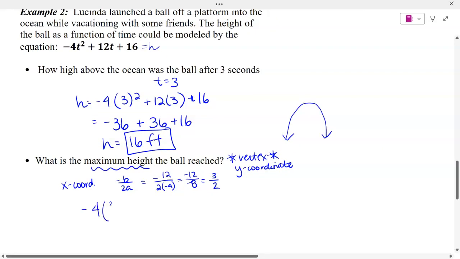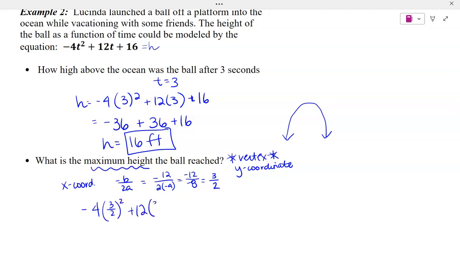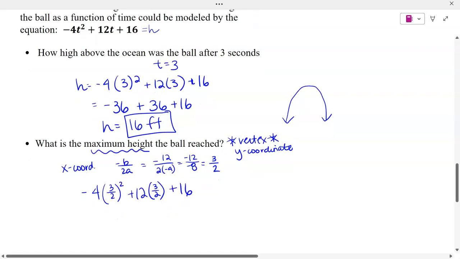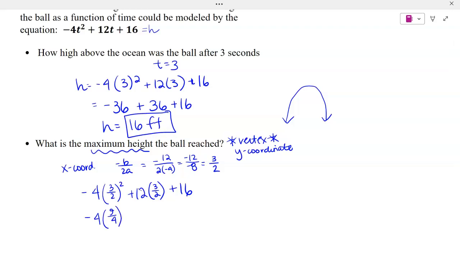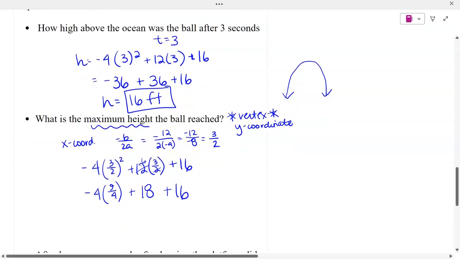So we have -4 times 3 halves squared plus 12 times 3 over 2 plus 16. And I know this looks gross, but it's not going to be so bad once we multiply everything out. So you have -4, and 3 halves squared just gives you 9 over 4. Now we can reduce this. 2 goes into 12 6 times, and then 6 times 3 gives us 18. And then we have plus 16.